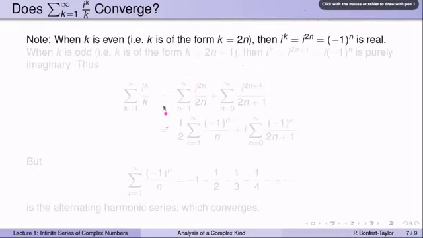And we noticed when we wrote out the individual terms of the series, when k is even, then we take i to an even power and make it a real number. It's either 1 or -1 that we get. So when k is of the form 2 times n, where n is a natural number, then i to the k is really i to the 2n, and i to the 2n could be written as i squared to the power n, which is -1 to the n. That's definitely real, it's 1 or -1.